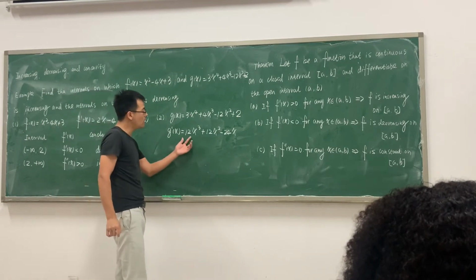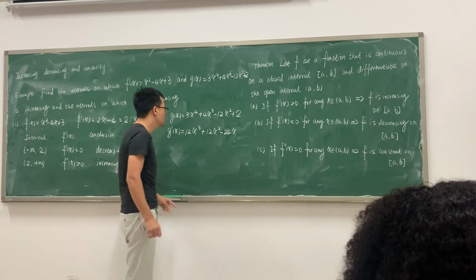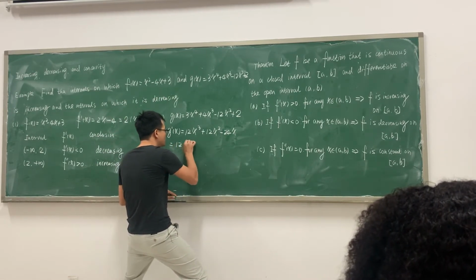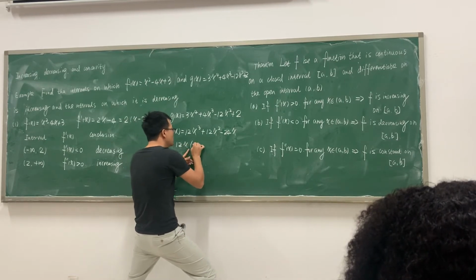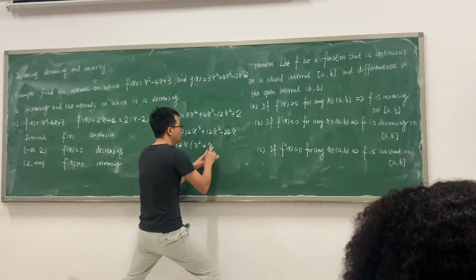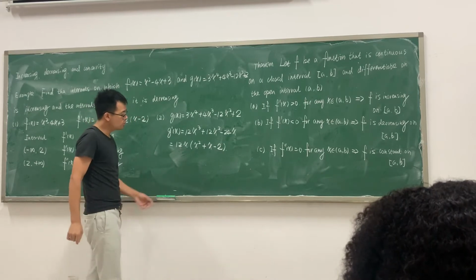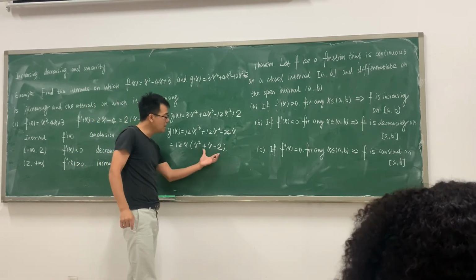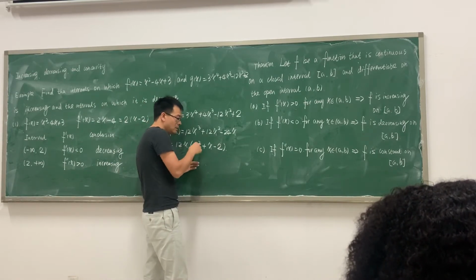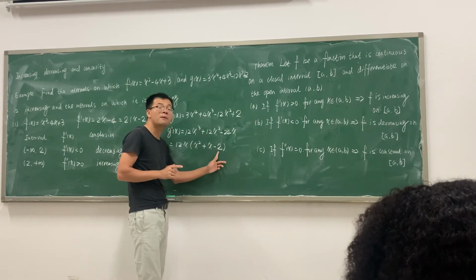So here we can take out 12x. So 12x times (x squared plus x minus 2). Here we need to write it as two factors. So x squared plus x minus 2.